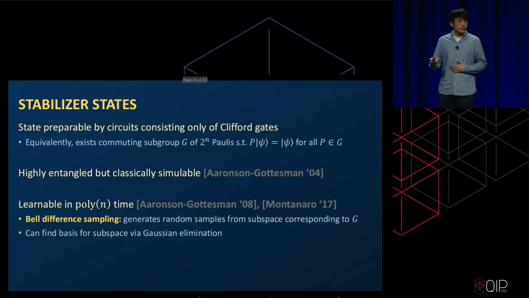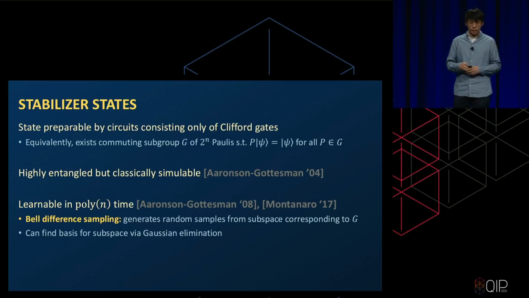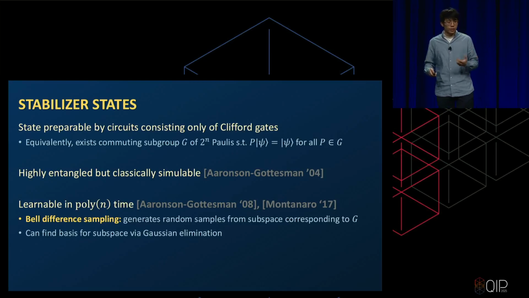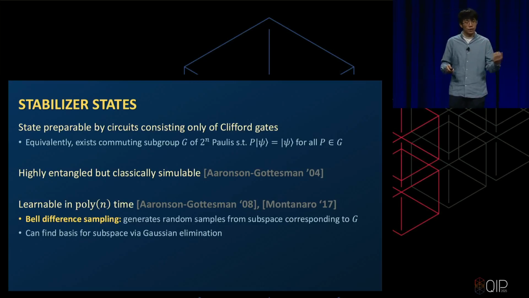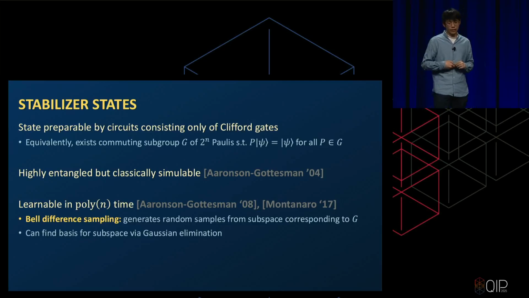And like product states, stabilizer states are one of the earliest examples of a class of states for which you can hope to learn not just sample efficiently, but computationally efficiently. Right? So this dates back to work of Aaronson and Gottesman in the 2000s and subsequent work by Montanaro in 2017. One way of thinking about how to learn these states is the object that you really want to get access to is this subgroup G of Paulis. We'll think of that as the stabilizer group.